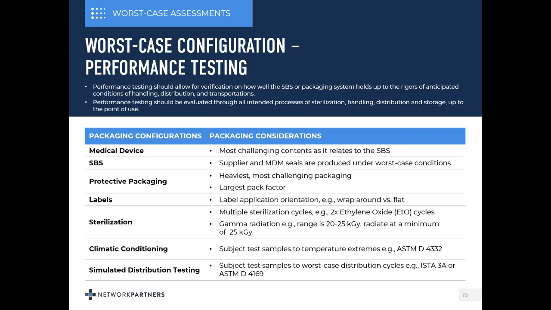So let's start with the medical device. So high level here, what are we going to consider? We're going to consider the most challenging contents as it relates to the SBS. It could be, like I said, the most filaments, the largest diameter, the longest delivery system. So many things that you have to look at and assess to come up with that.